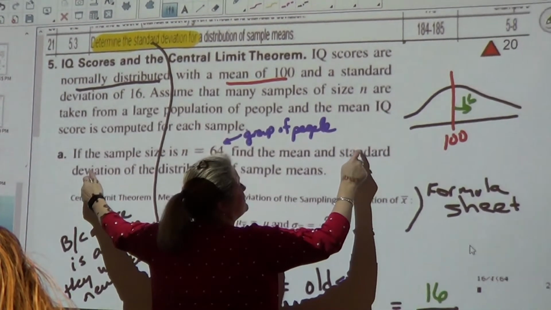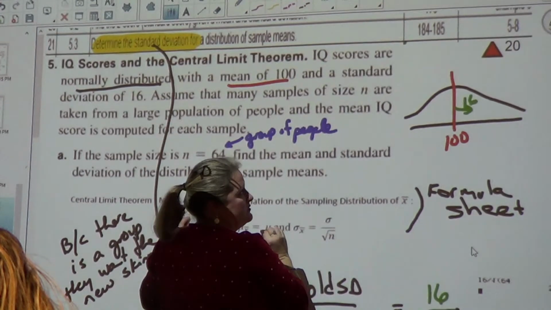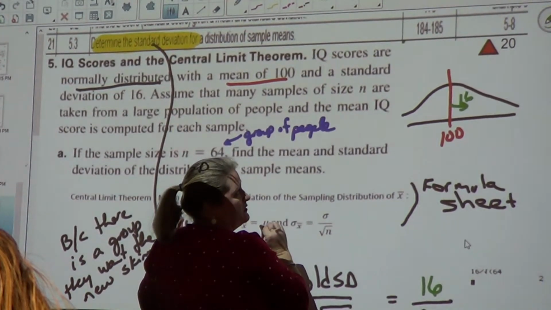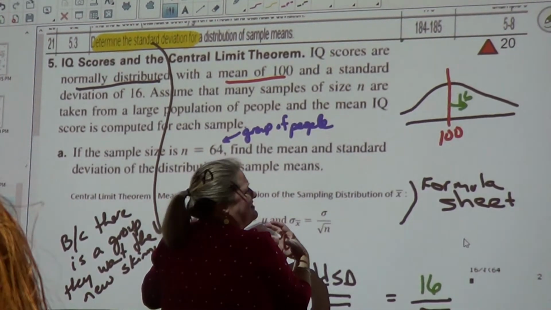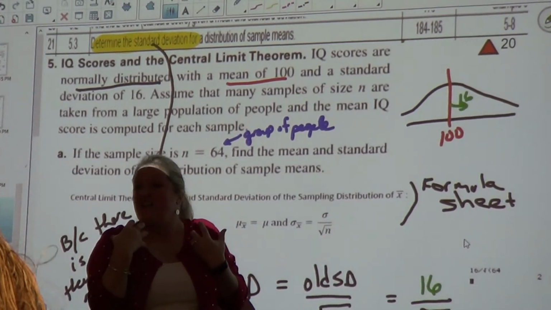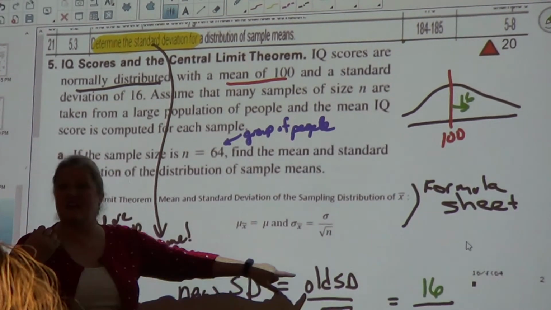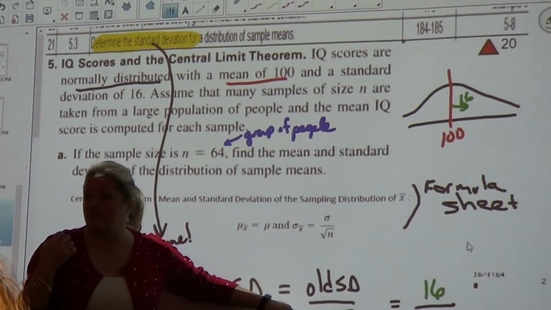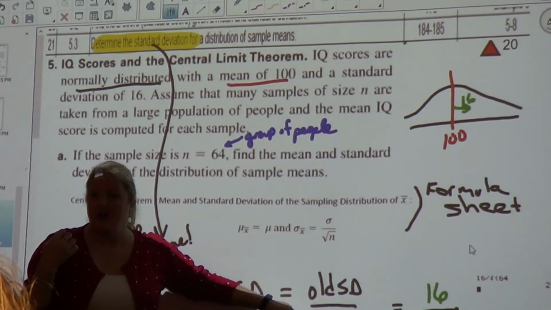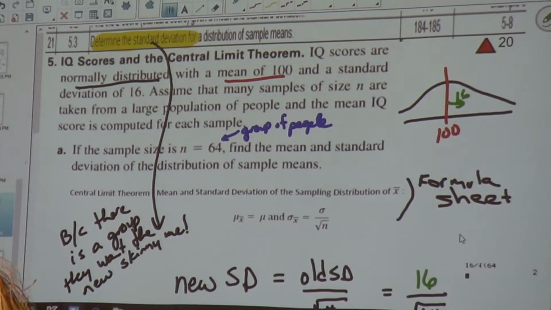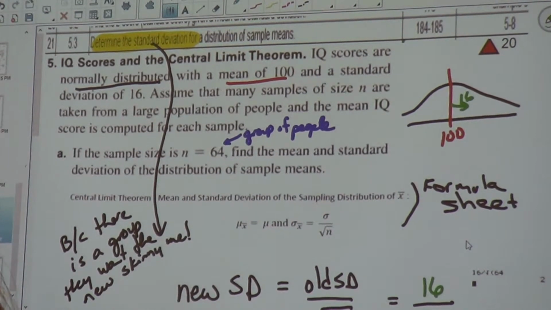What is the standard deviation of the group? 16 divided by the square root of 64. The new deviation is the old deviation divided by the square root of the size of the group. Y'all, this is going to be one of the easiest questions on the test, but y'all are going to miss it because it looks so super hard.